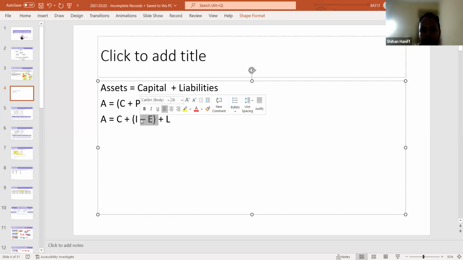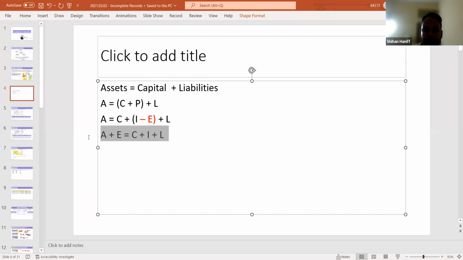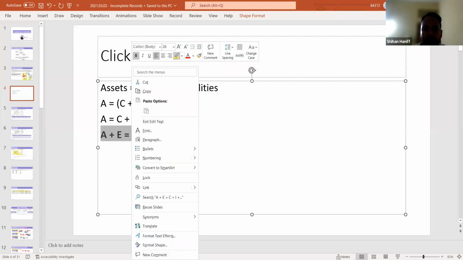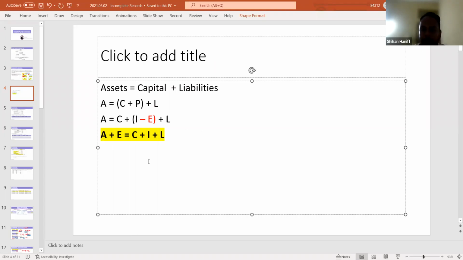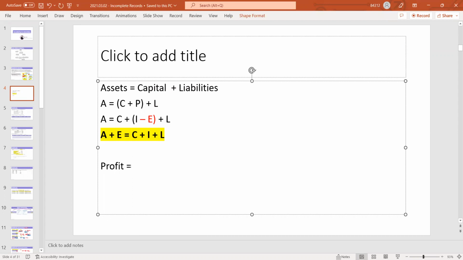Then this minus expenses, to make this a plus, what we can do is change the sign. So we derive the equation: assets plus expenses equals capital plus income plus liabilities. So we know this equation. Assets plus expenses equals capital plus income plus liabilities, right? Then there is another equation for profit.